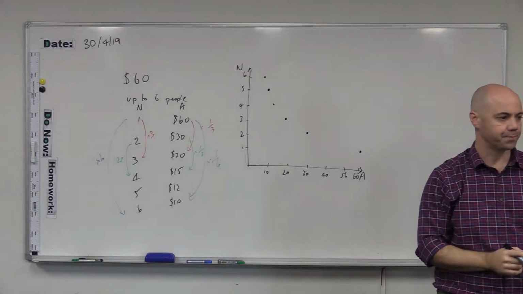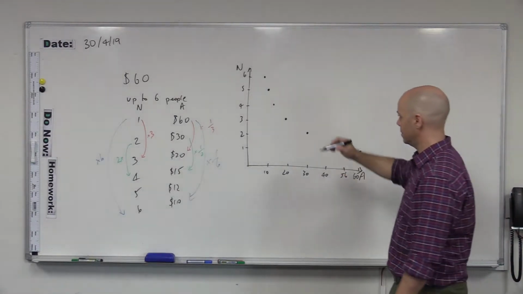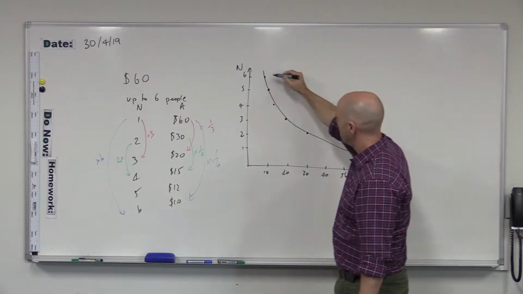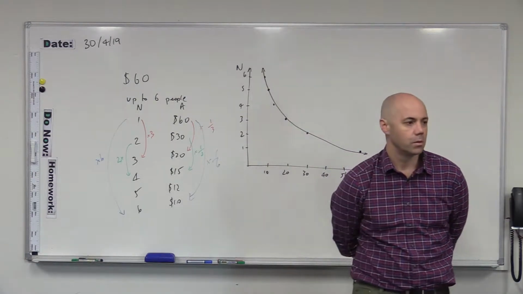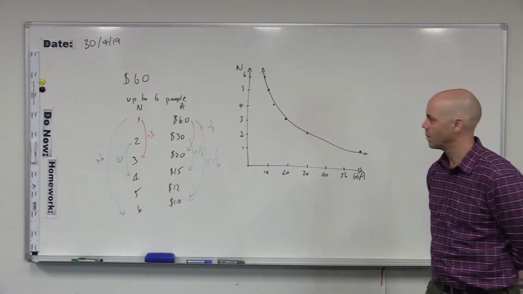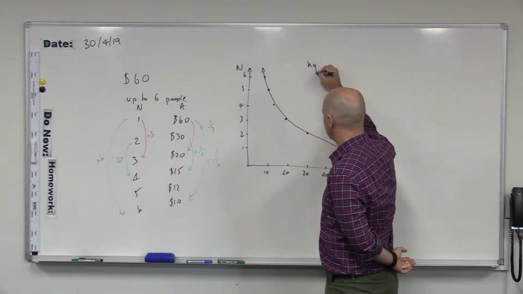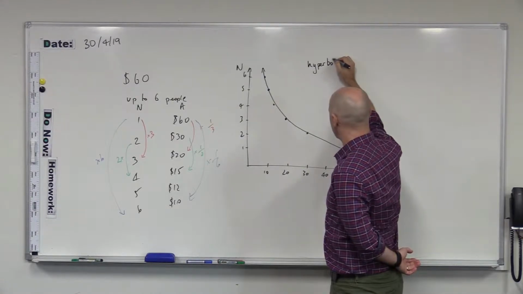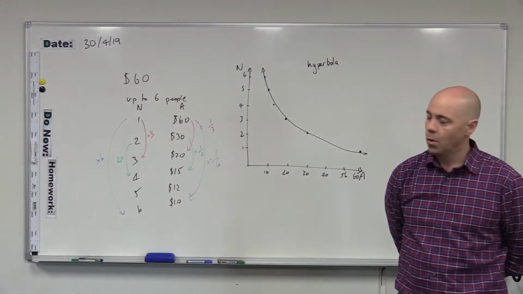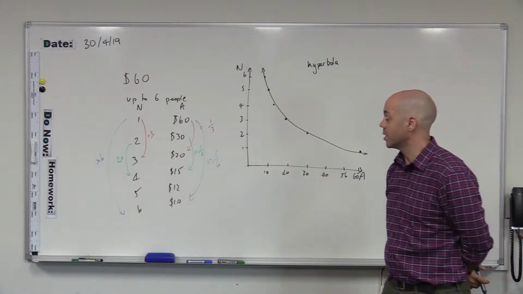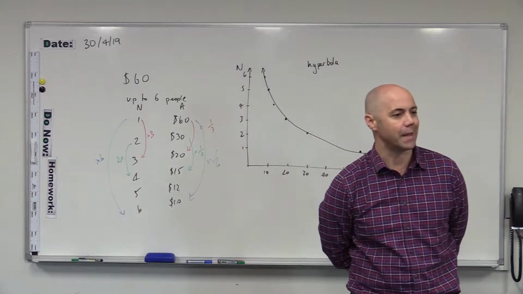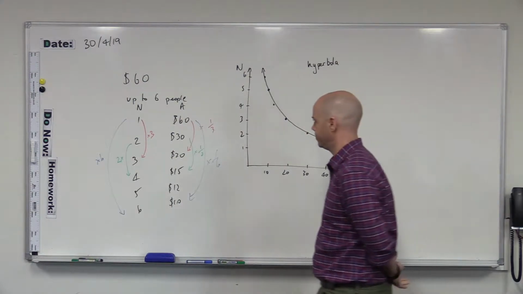What's the shape? I don't know what that shape's called. It's called a hyperbola. What we see in this scenario is an example of inverse proportion.